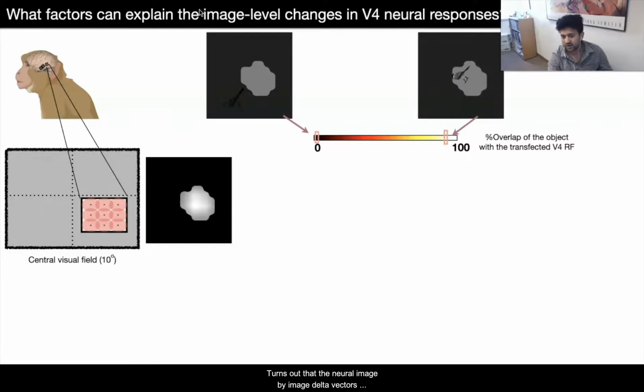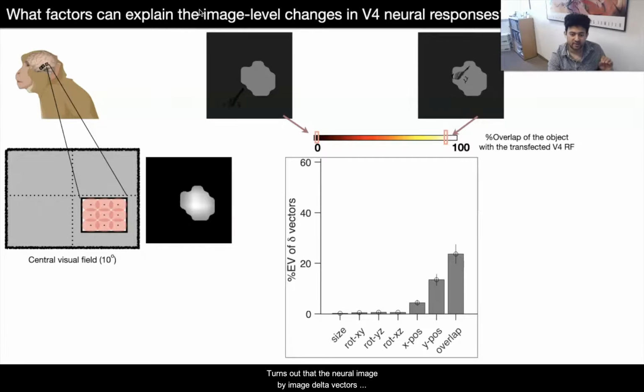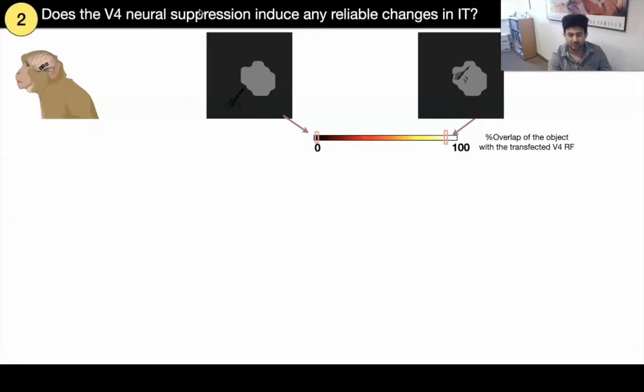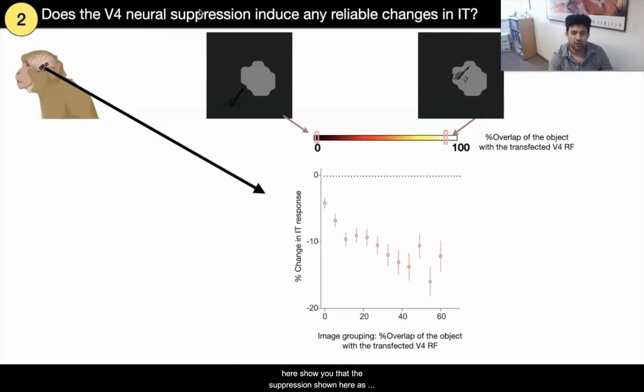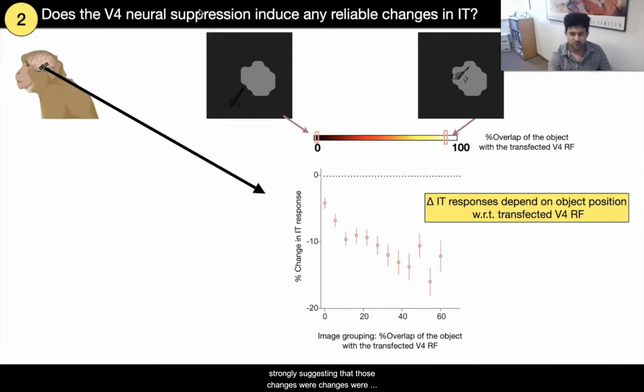And it turns out that the neural image by image delta vectors that I just showed you are best explained by these object position variables, especially the overlap of the visual objects with the transfected V4 receptive fields. Now, looking briefly at what happened to IT responses, I show you here that the suppression, shown as negative percent change at the level of IT, increased as a function of the overlap between the transfected V4 receptive fields and the object position, strongly suggesting that those changes were indeed driven by our manipulations of the V4 circuitry.